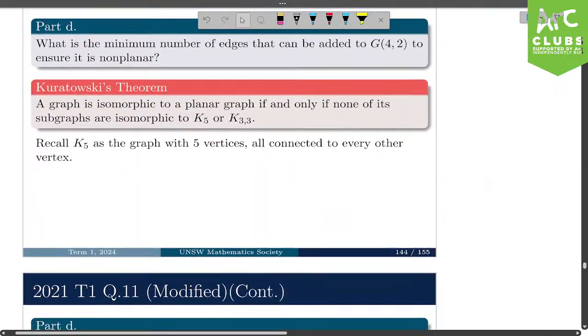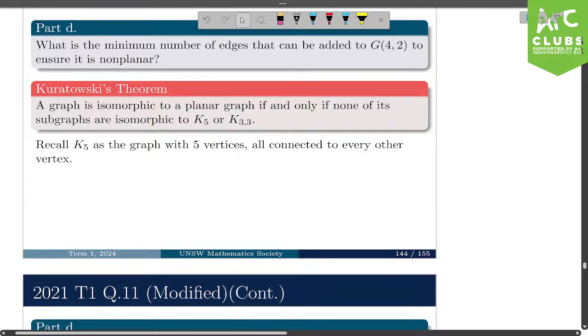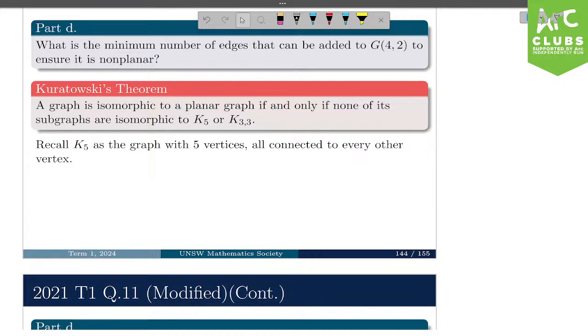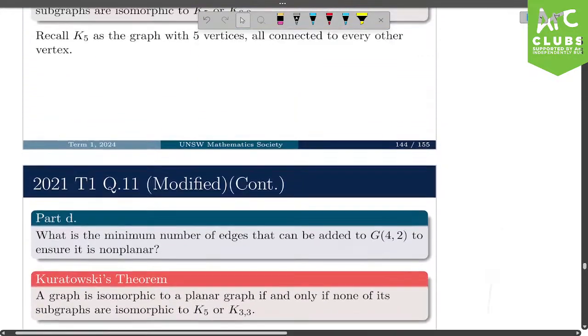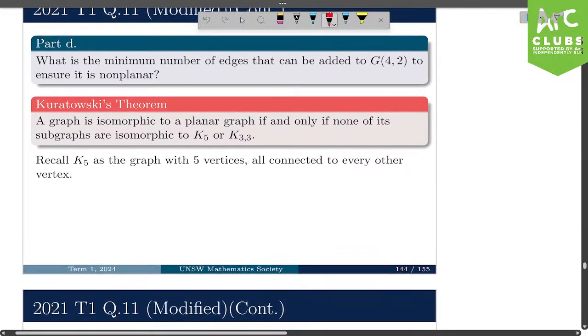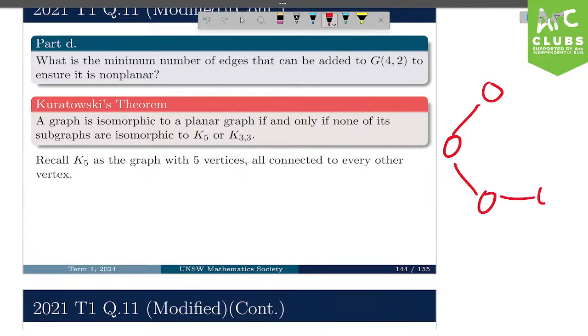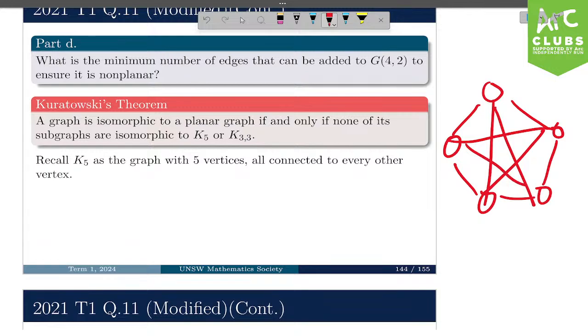So what are those? A K5 graph is a graph with 5 vertices where all of them are connected to each other. A complete graph of size 5. Just to draw what that looks like, it's basically a pentagon-looking thing with all the vertices connected to each other in a star fashion. That's what K5 looks like. Cool.